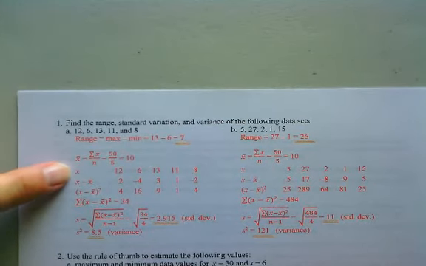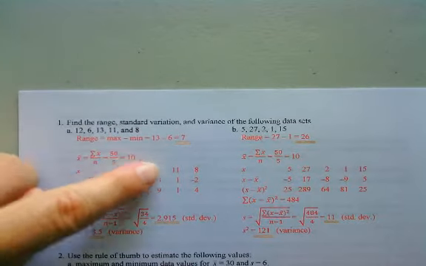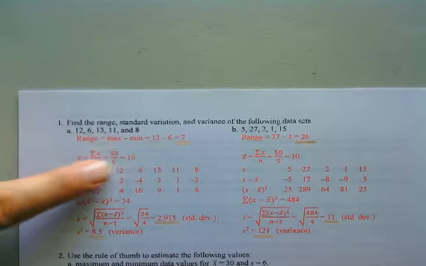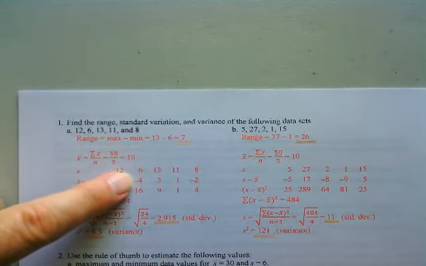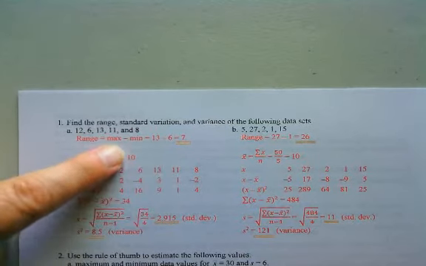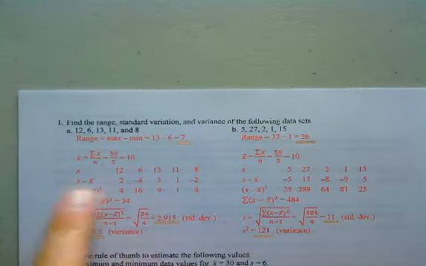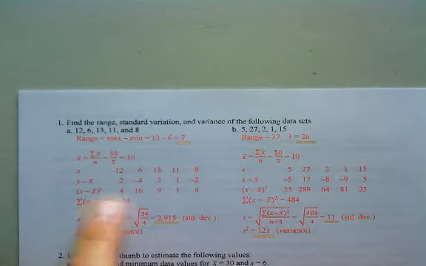So what I've done here is, this is x, so these same values, 12, 6, 13, 11, and 8. And then what I'm showing you is their differences from the mean. So 12 subtract 10, that gives you 2. 6 subtract 10, that's negative 4. 13 subtract 10, that's 3. 11 subtract 10, that's 1. And 8 subtract 10, that's negative 2. So this entire row here are the differences of each data value from the mean.